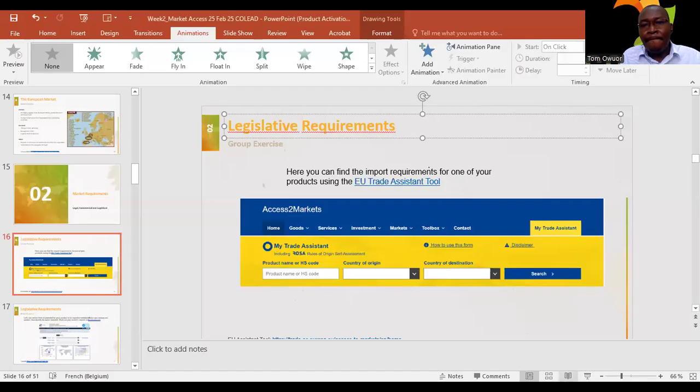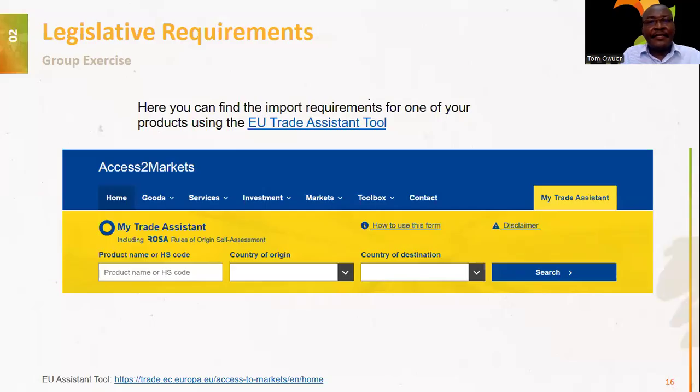Let me just share another screen here again. Yeah, this is the trade assistant tool I was talking about, but I want to put it live so that I can demonstrate something here. I want to put it live because that will enable me to demonstrate what I wanted to share with you for better understanding.